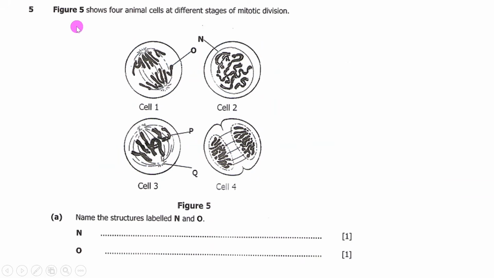Then we come to question 5, which says figure 5 shows 4 animal cells at different stages of mitotic division. So this is cell 1 at a different stage, cell 2, cell 3, and cell 4 at different stages. Then they ask us to name the structures N and O. The structure N here should be the nuclear membrane. Then this structure here is actually a chromosome. If you want, you can call it a chromatid.